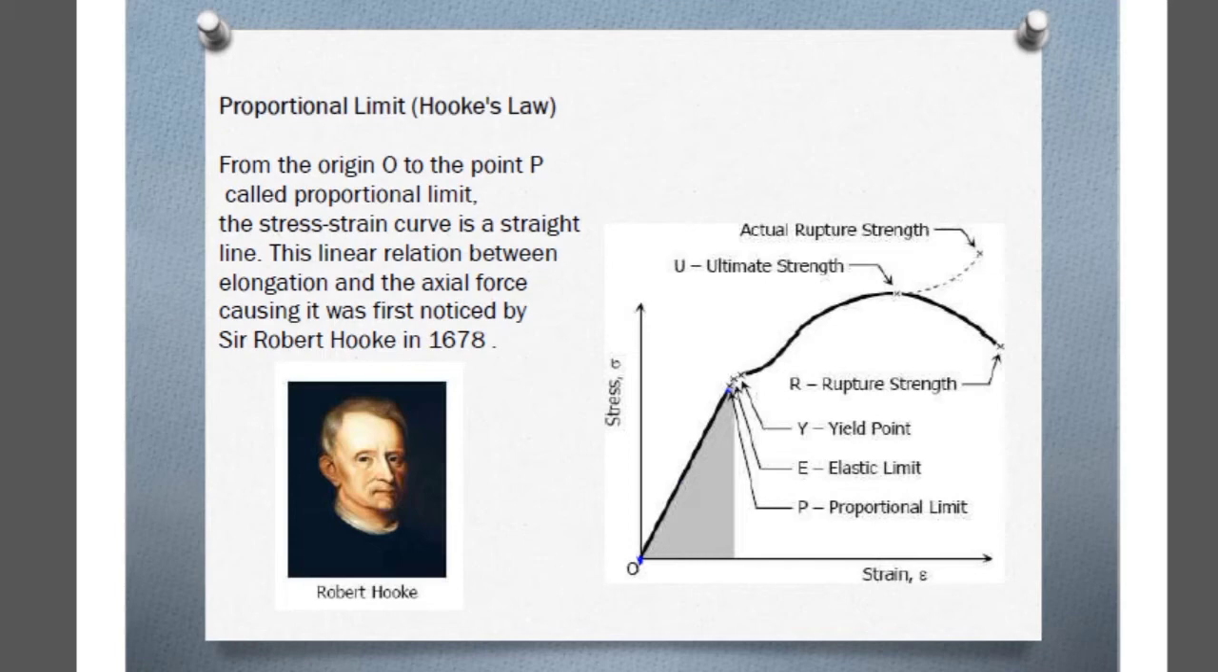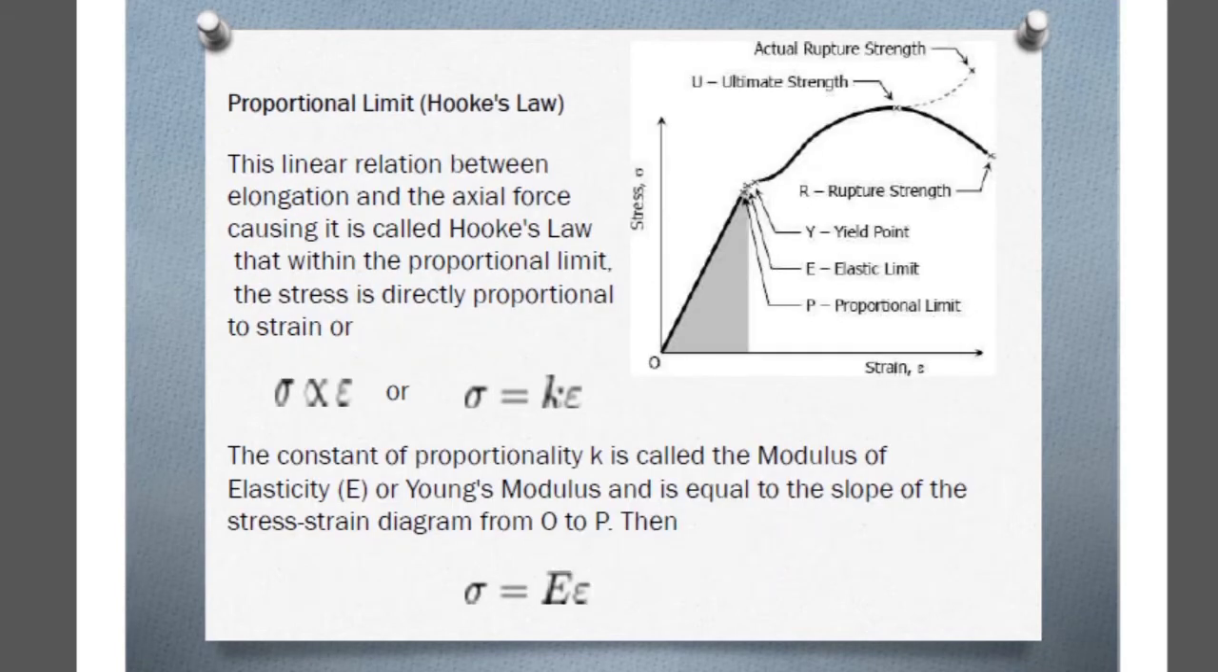Kaya, meron tayong Hooke's law. So, ano yung Hooke's law? This linear relation between the elongation and the axial force causing it is called the Hooke's law, that within the proportional limit, the stress is directly proportional to strain. So we have stress is directly proportional to strain. Or in this sense, we have the stress is directly proportional to strain.